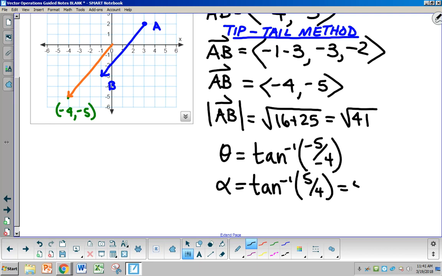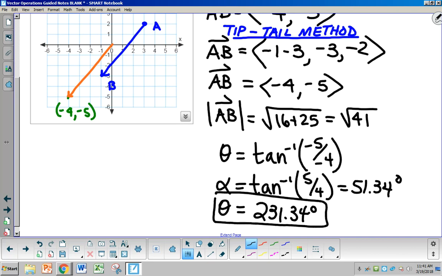Okay, 51.34. If that's alpha, what is theta going to be then? 231. It's going to be 180 plus 51. Everybody understand where I got that from? Because it's measured from the horizontal, so it will be 180 plus alpha. Okay, let's do another one.